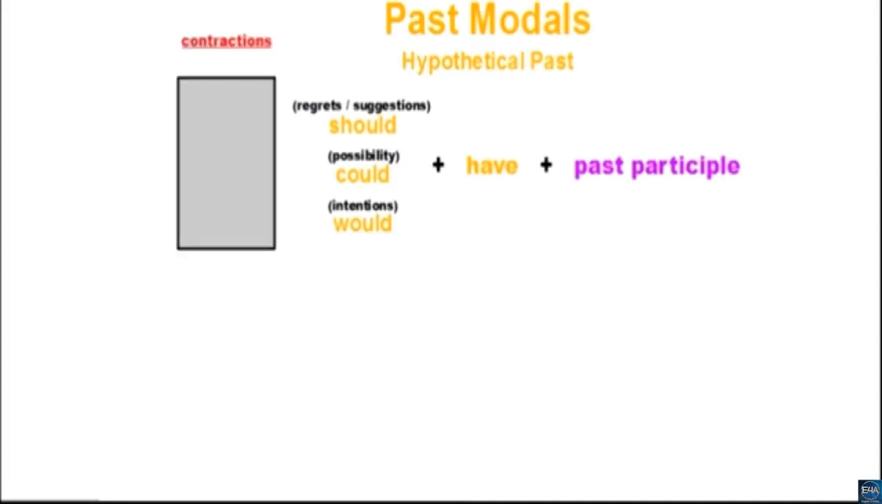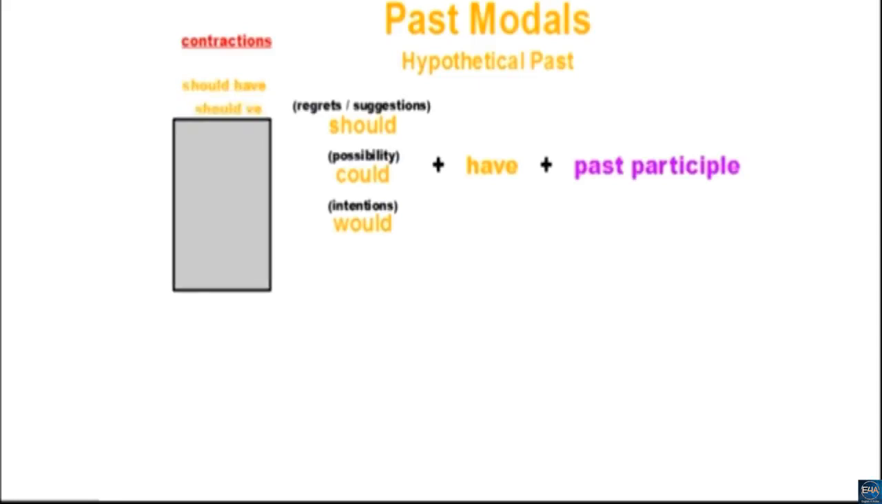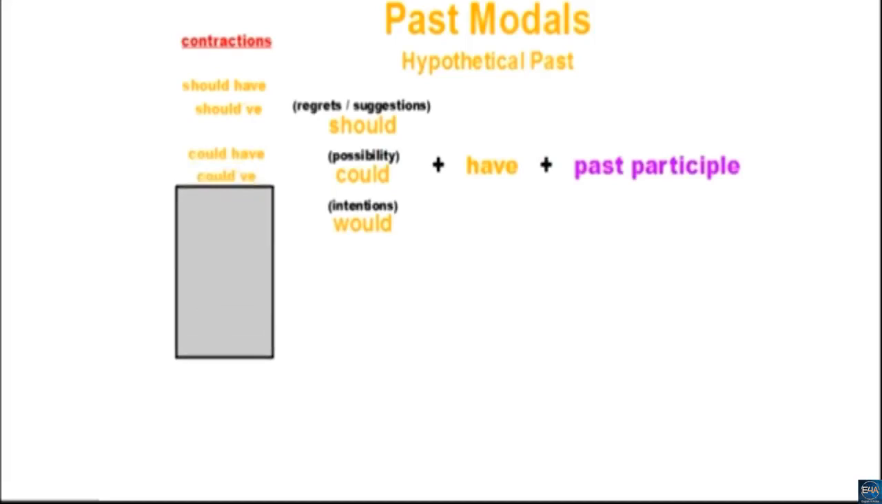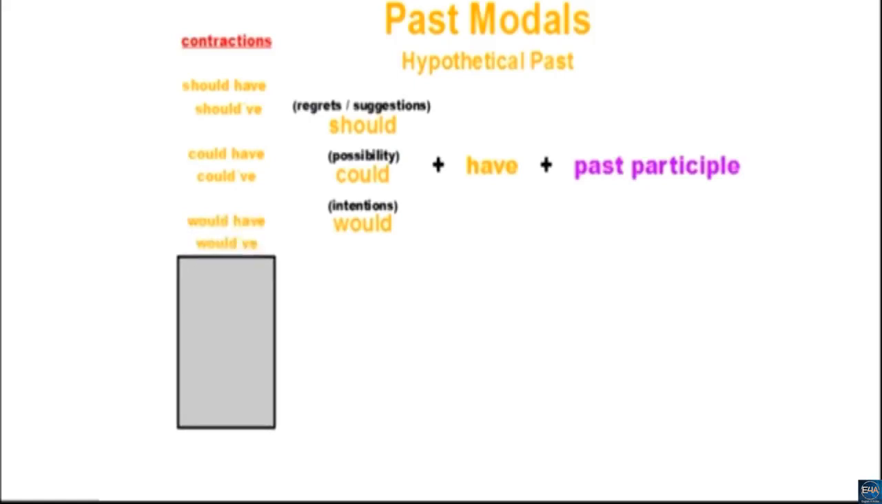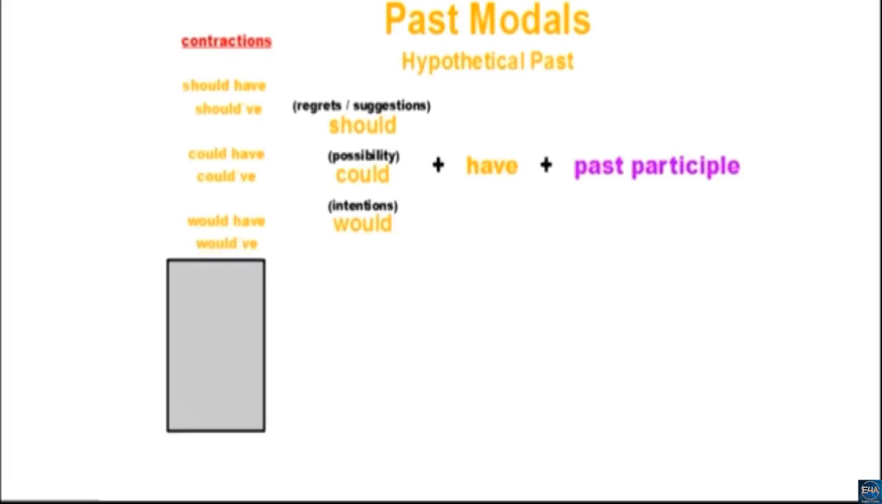Now, quickly, let's look at some contractions that we can make with our past modals. We use the contraction with our modal verb and our auxiliary verb. For example, should and have, we can put those together and make the contraction should've. Again, repeat with me. Should've. Good. And we can make the contraction with could and have, to make could've. Again, repeat with me. Could've. Right. And again, we can make a contraction with would and have, and it sounds like this: would've. Good. So those are the contractions that we can make with our modal and our auxiliary verb.